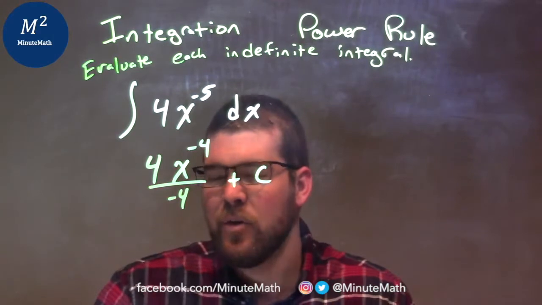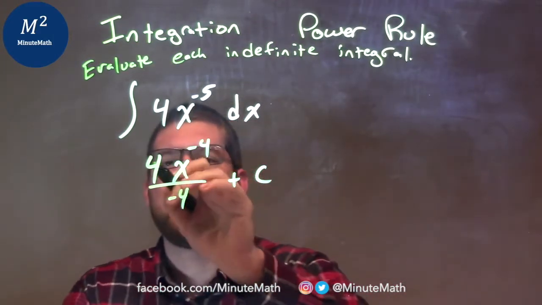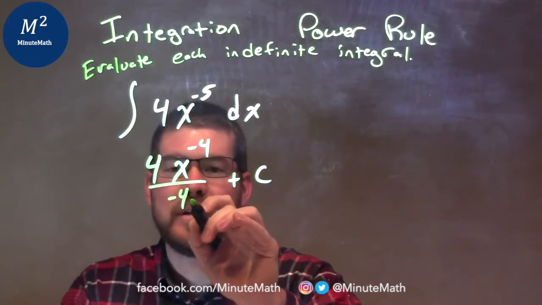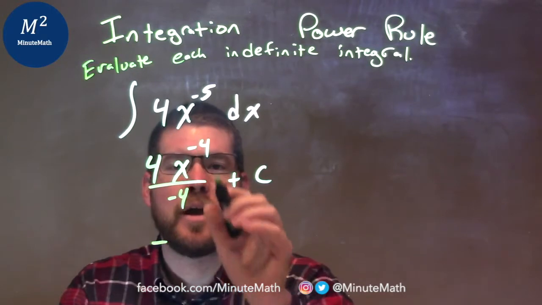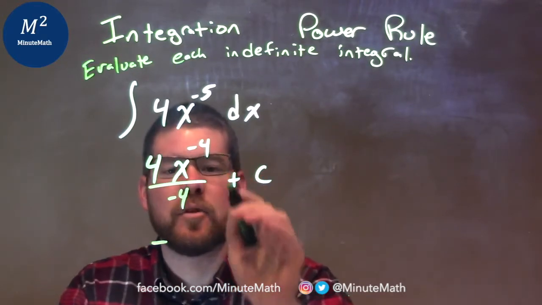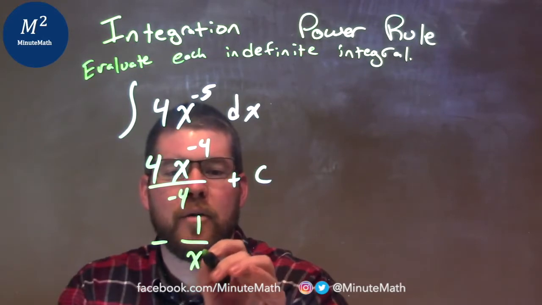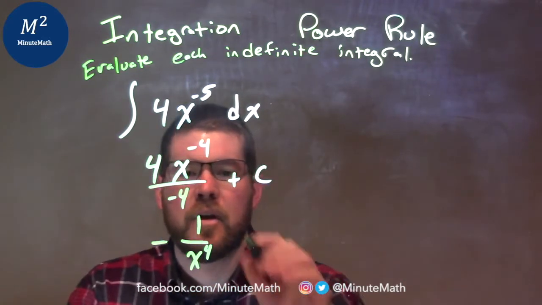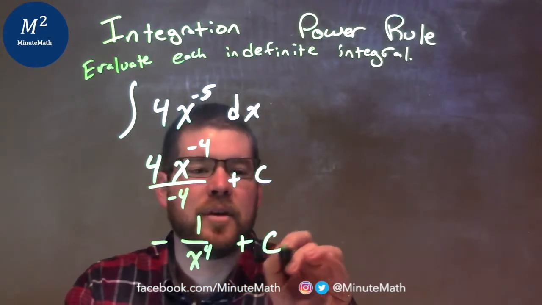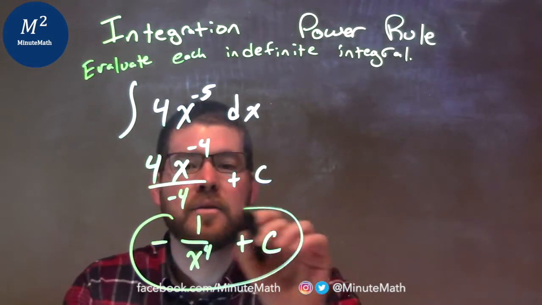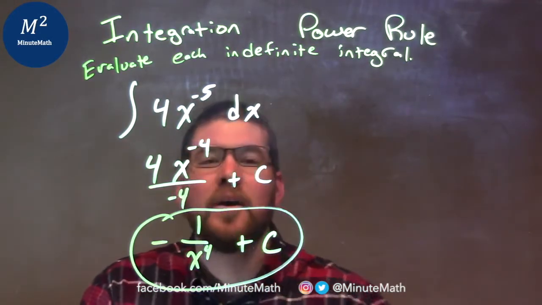So now we've taken the integral, but we can simplify this a bit here, right? 4 divided by negative 4 is negative 1. So we have a negative out front here, okay? And we see that x to the negative fourth power, I can rewrite that to be x to the positive fourth power in the denominator, okay? So I have 1 over x to the fourth power, the negative out front, and then I have my plus c, and there we have it, our final answer. Negative 1 over x to the fourth power plus c.